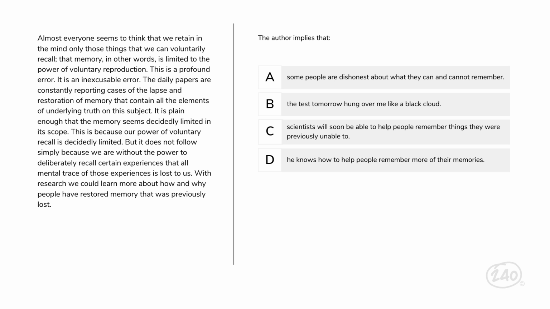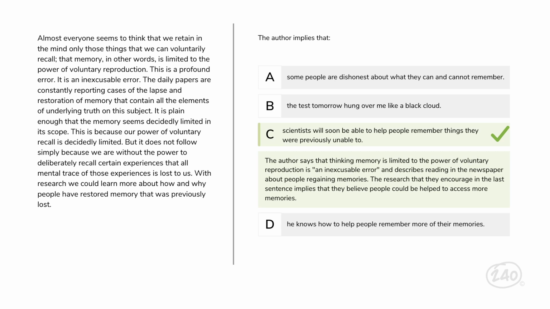The author implies that C is our best choice. The author implies that scientists will soon be able to help people remember things that they were previously unable to. The research that they encourage in the last sentence implies that they believe people could be helped to access more memories.